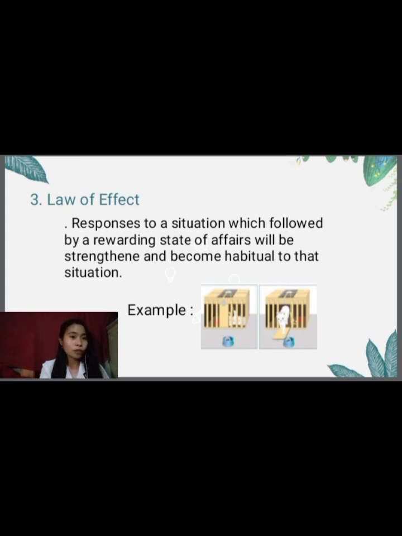Of course, especially those students who did their best. So, as a future educator, we are obliged to praise them as a motivation for them to receive more rewards and excel more inside the classroom. So, those are the three primary laws that were introduced by Edward Thorndike.